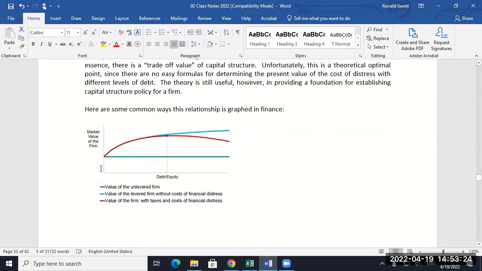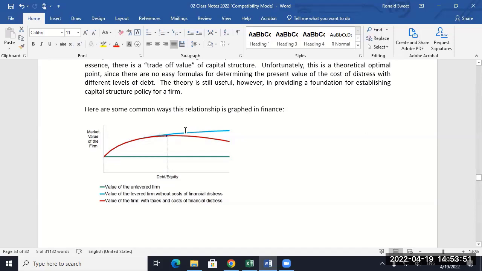All right, so let's look at this first one. As you increase debt, the value of the firm goes up for only one reason. What's the only reason the value of the firm goes up as you increase debt? The tax shield, right? It's not because debt's cheaper, because if debt's cheaper but you're increasing debt, your cost of equity goes up. So this line going up is representing the value of the tax shield.